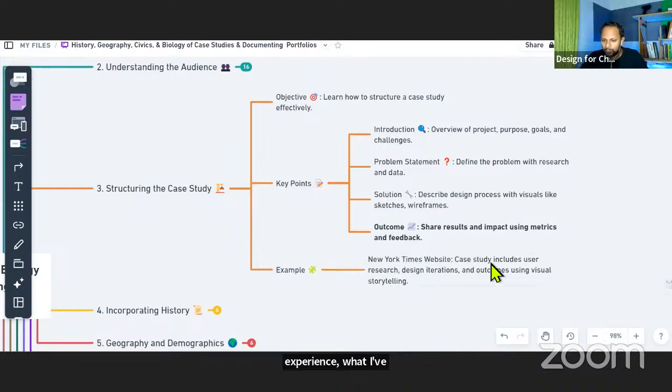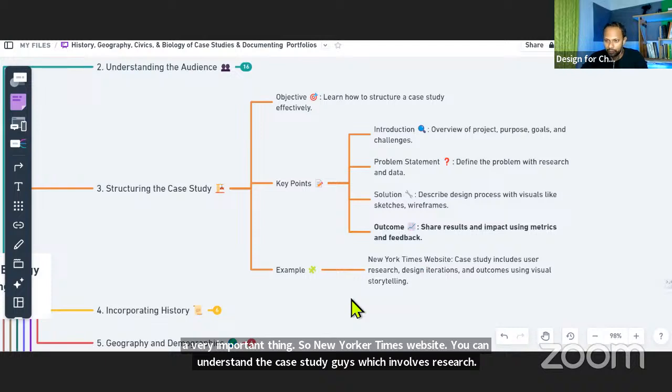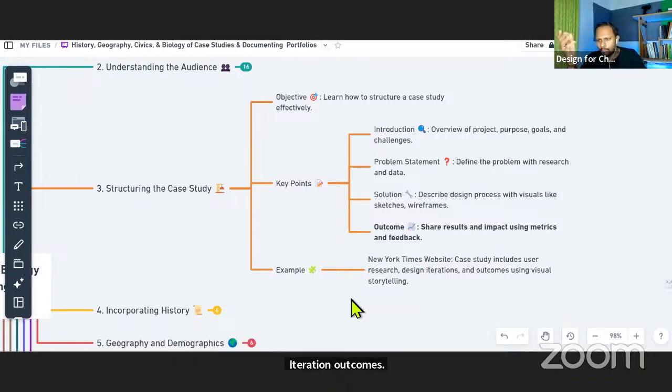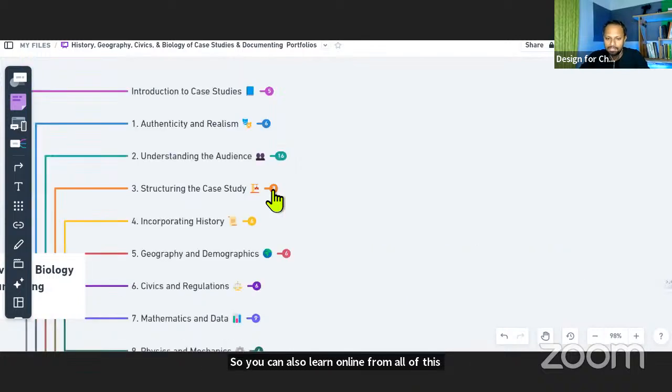So the New York Times website, you can understand the case study, guys, which involves research, iteration, and outcomes for storytelling. You can read this particular case study called the New York Times website case study. It's all available on YouTube, and there are a lot of blogs also available. You can see the difference between before and after they have created. You can learn online from all of these topics so that you can understand how an international case study is structured, how an international project is presented. It's a very big brand, right? So you need to go and understand this.